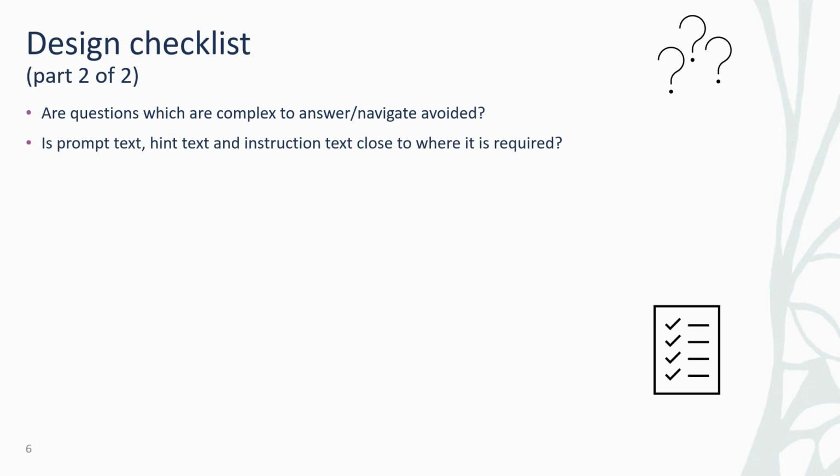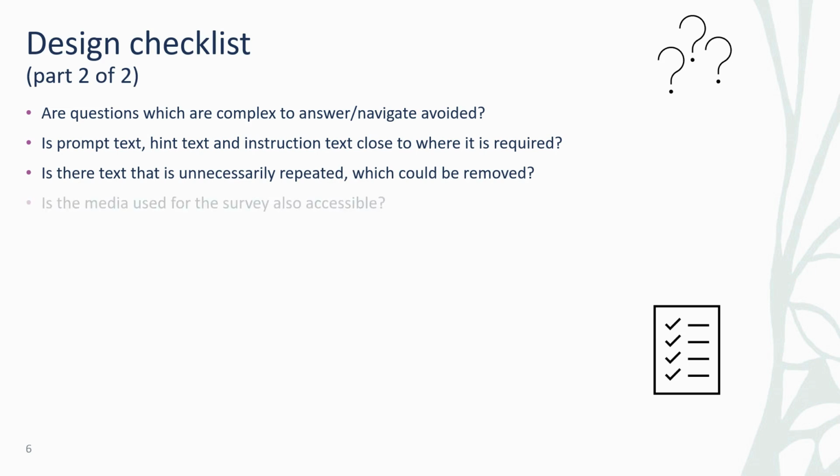Is prompt text, hint text, and instruction text close to where it is required? Placing text where it is most pertinent for respondents will avoid confusion or respondents losing context for a question. Is there text that is unnecessarily repeated, which could be removed? Repeated text is often unnecessary visual clutter and will also be read aloud by screen readers, leading to frustration.